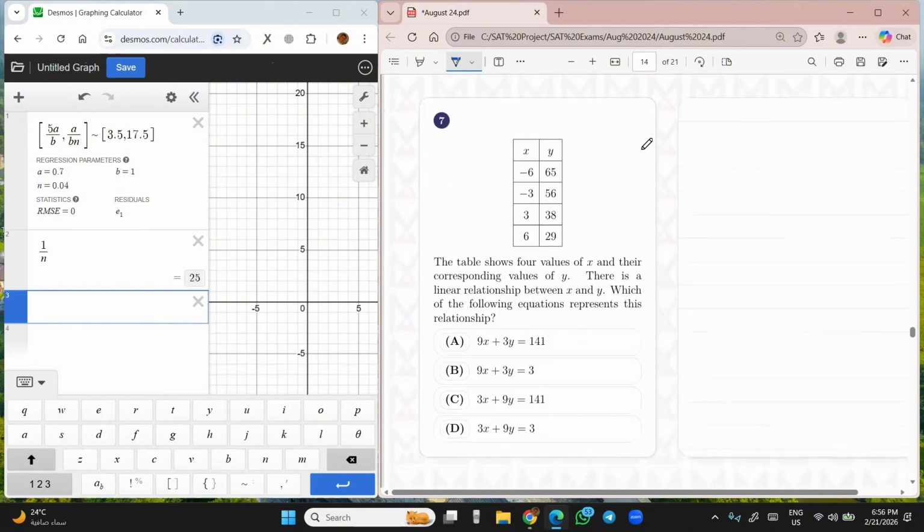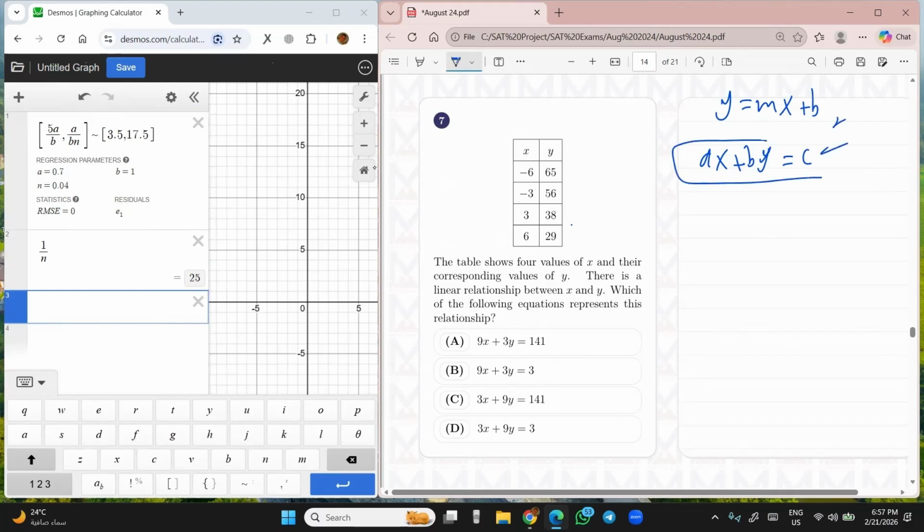Question 7. We have a table of values, and the table shows 4 values of x and their corresponding values of y. There is a linear relationship. The linear relationship means this is an equation that can be written as y is equal to mx plus b, the same as Desmos gave us. And then we can also write it as the other form, which is called the standard form, ax plus by is equal to c. So we can see this or this one.